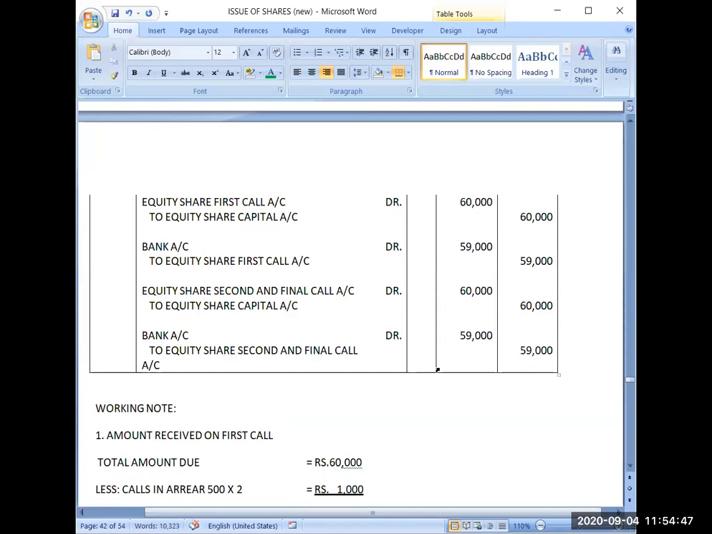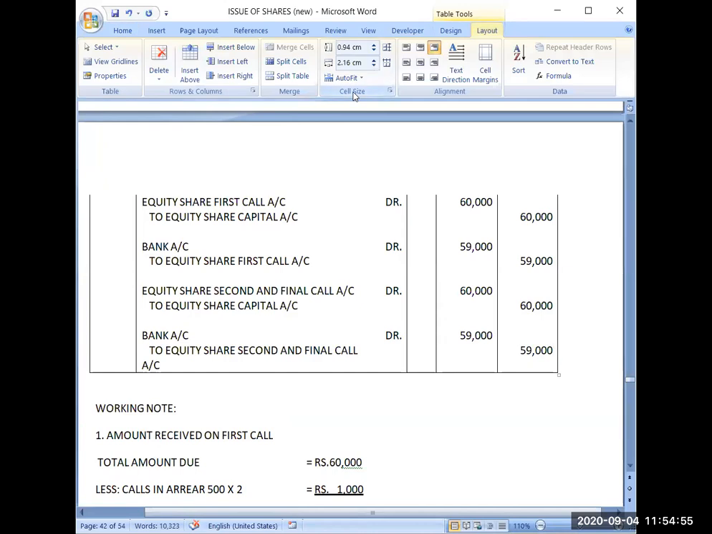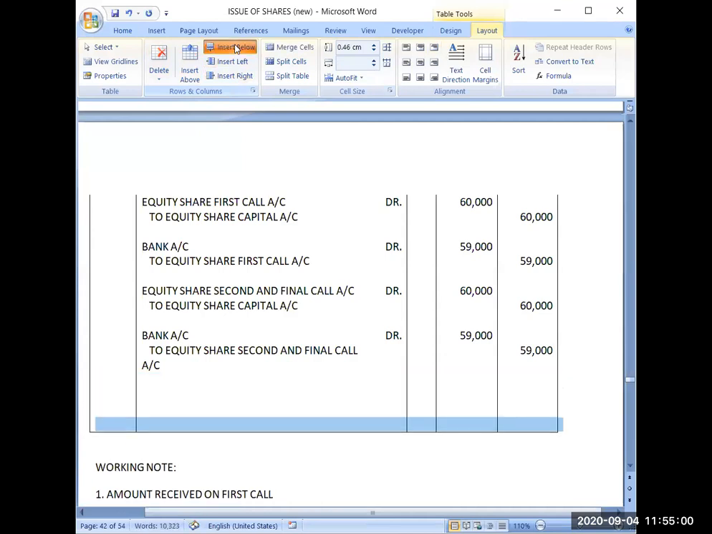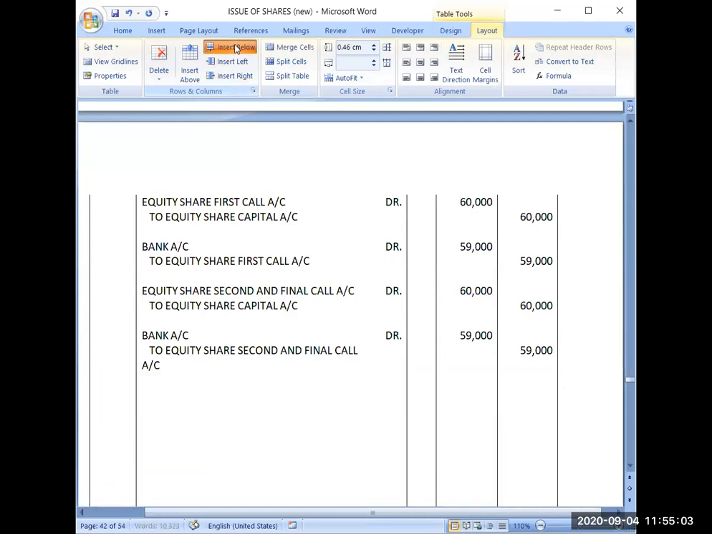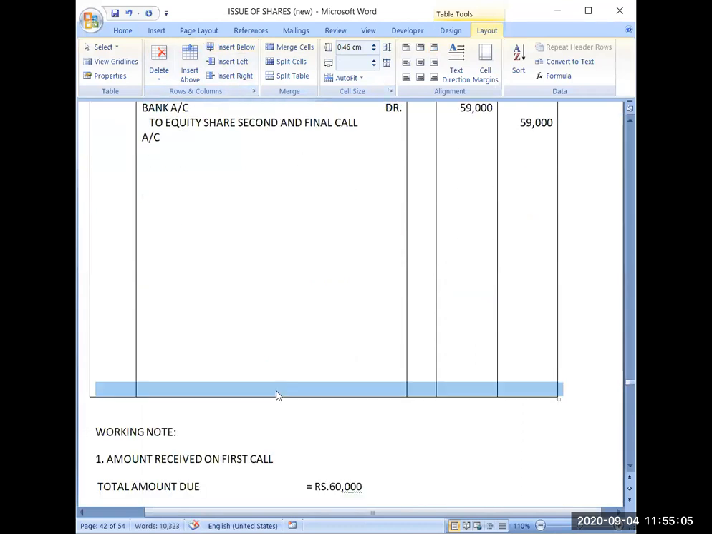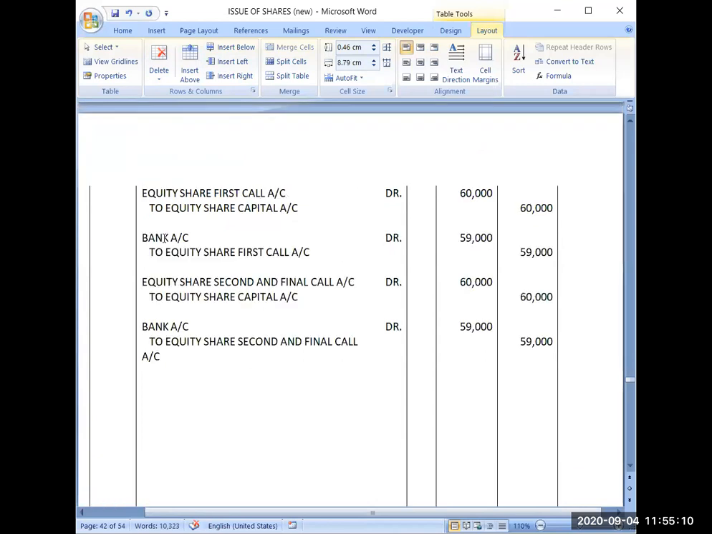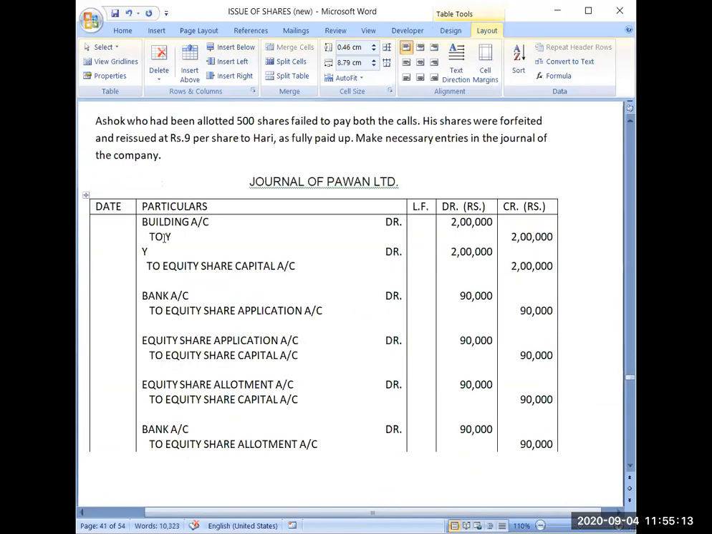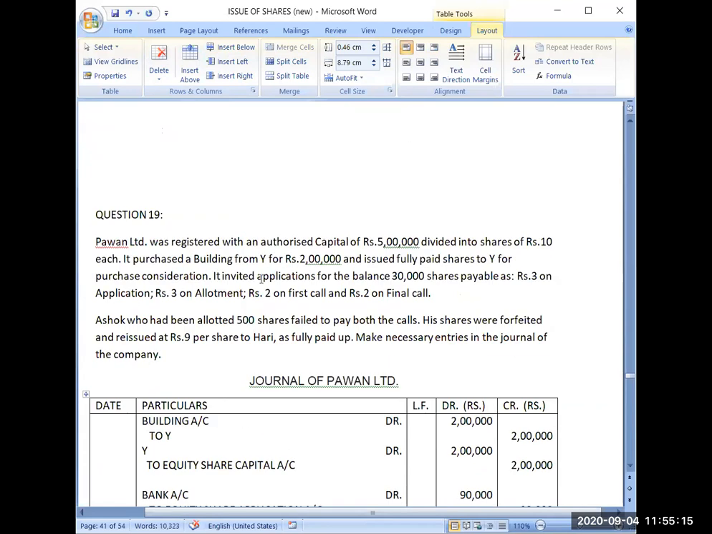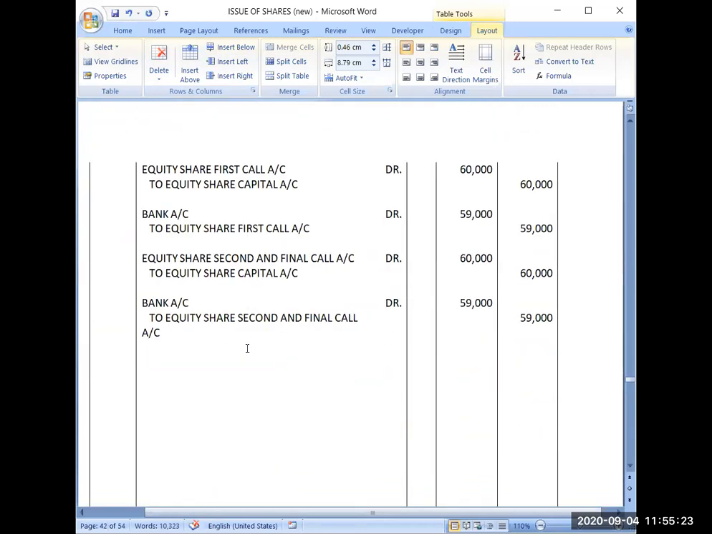So till here each and every entry is clear, I hope. Equity share capital account. Okay, just a minute. Now we have to forfeit and reissue the shares. So now we will be forfeiting these shares because they have not paid us the money. These shares were forfeited and reissued at rupees 9 per share to Hari. So now we have to forfeit these shares.